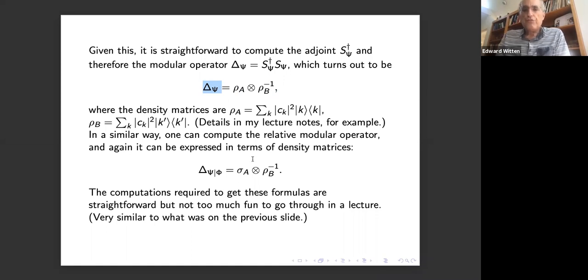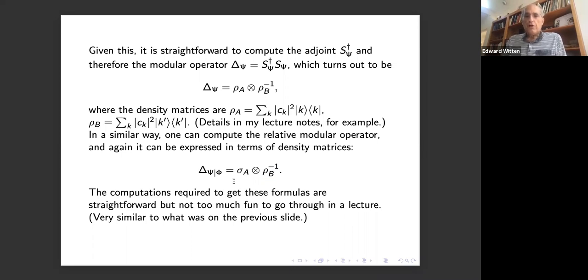Now, similarly, you can define the relative modular operator for two states phi and psi. And the same kind of computations show that the relative modular operator is the density matrix sigma A, which is the density matrix for phi on the A system, tensored with the inverse of the density matrix of psi on the B system. So the relative modular operator is, again, one density matrix times the inverse of another. But now, one density matrix is for the vector phi, one is for the vector psi.